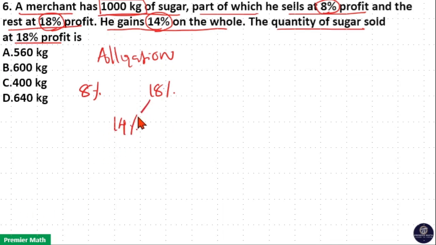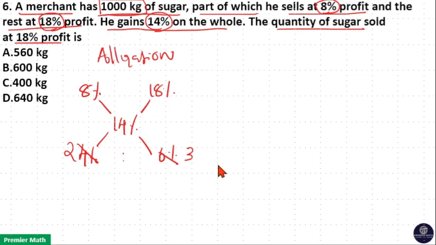Take the difference between 18 and 14, which is equal to 4%. Write it here. Now, take the difference between 8% and 14%, which is equal to 6%. Now, 2 goes 2 times in 4, 2 goes 3 times in 6. So 2:3 is the ratio of sugar sold at 8% and 18% respectively. That is, 2 units is the sugar sold at 8% profit, 3 units is the sugar sold at 18% profit.